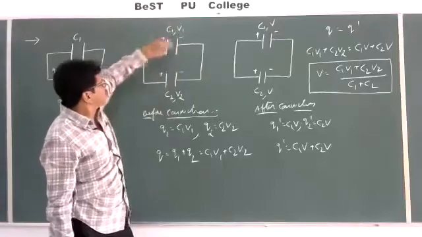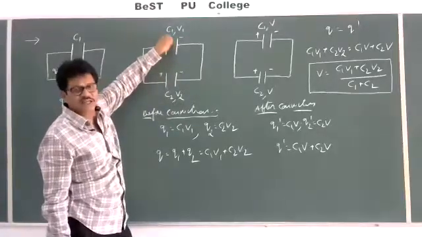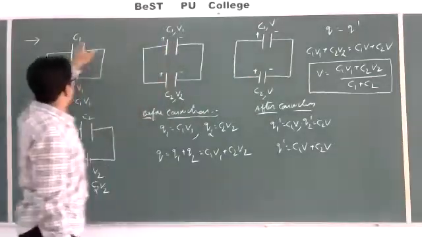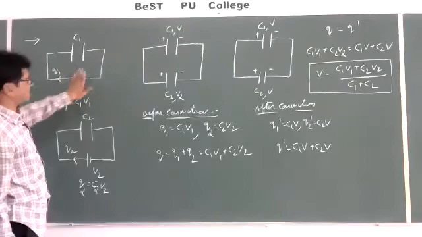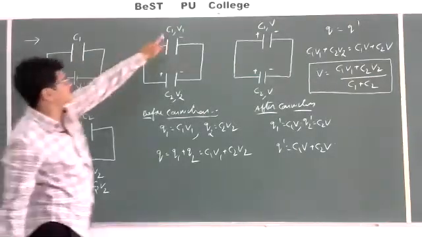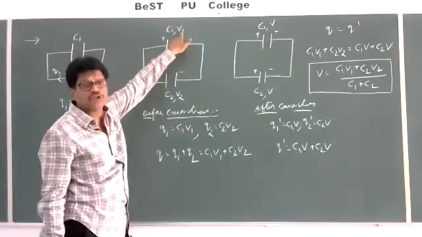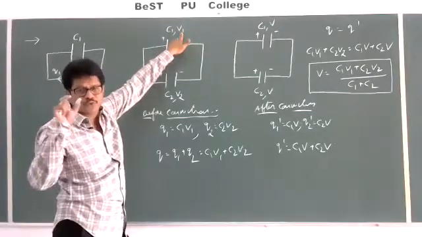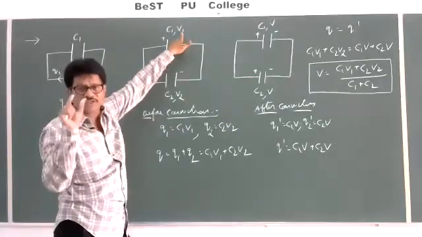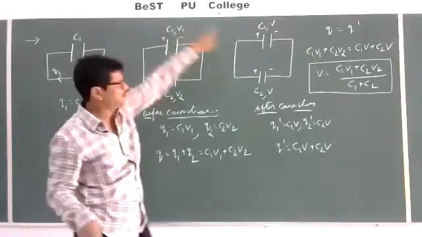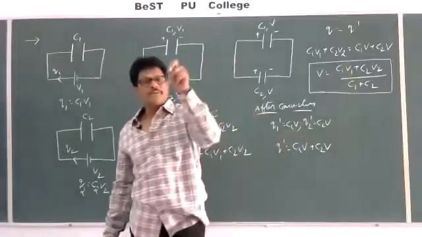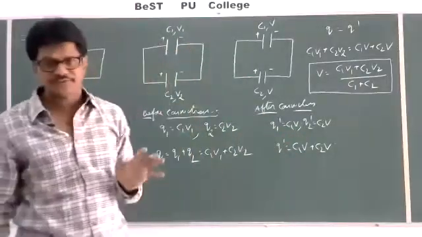Among those two, for example, if the first capacitor is uncharged, since it is uncharged, it is not connected to the source. If it is not connected to the source, the potential here easily becomes zero. Whenever you observe an uncharged capacitor, we have to consider its potential as zero. So in this formula, I will take V1 as zero if the first capacitor is an uncharged capacitor.